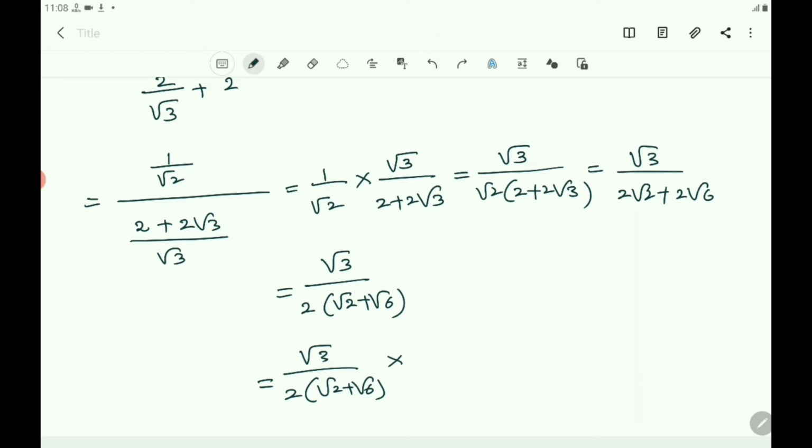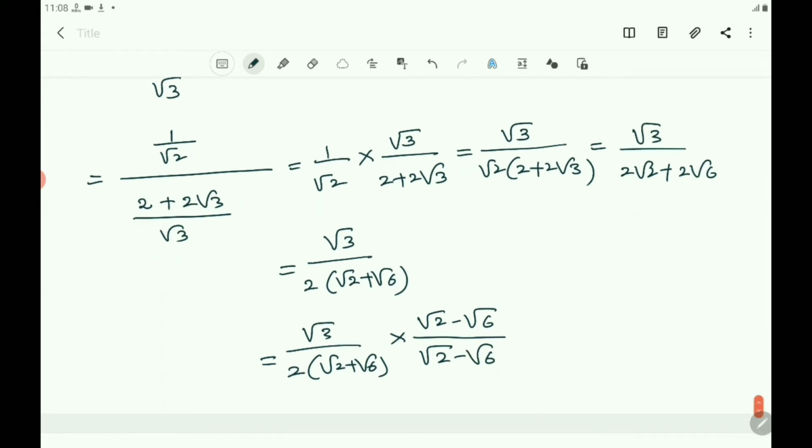Then what is the rationalizing factor of root 2 plus root 6? That is root 2 minus root 6. So you multiply both numerator and denominator by root 2 minus root 6. So here root 3 by 2 into root 2 plus root 6 is multiplied by root 2 minus root 6 by root 2 minus root 6. Then you simplify it.